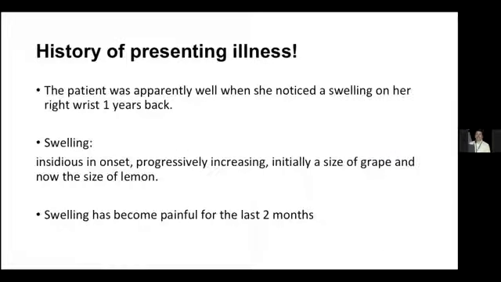Once you've done that, you need to extract some history of this presenting complaint from the patient. Now the patient which I'm dealing was apparently well when she noticed a swelling on her right wrist 1 year back. The swelling appeared insidiously. It increased in size progressively over a long time of 1 year. And what was the progress like? It increased from the size of a grape to a size of the lemon, which has reached at the current examination.